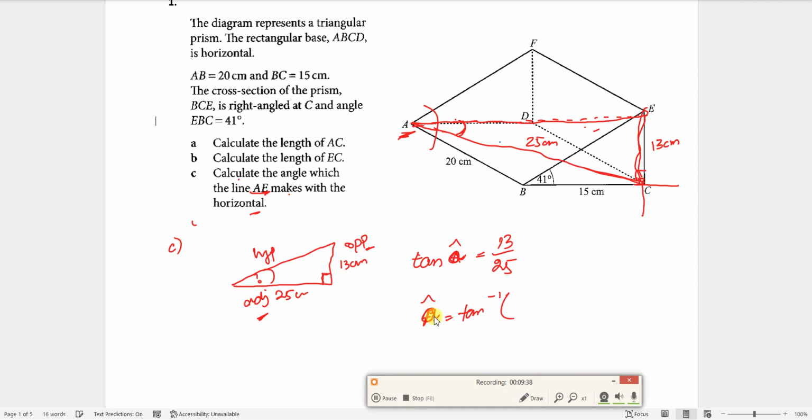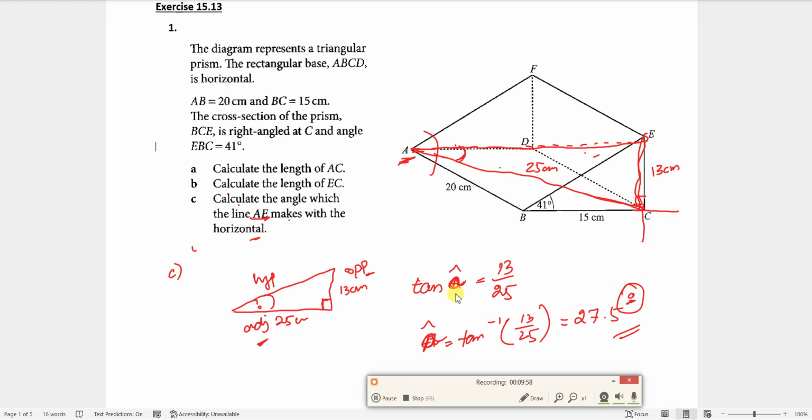Okay. a is equals tan inverse 13 by 25. So you get 27.5 degrees. Do not forget to give this. You can get marks deducted if you forget to put the small circle or 0. Okay, so here we're done with question 1. Let's move to question 2.